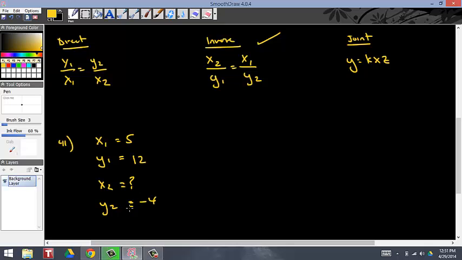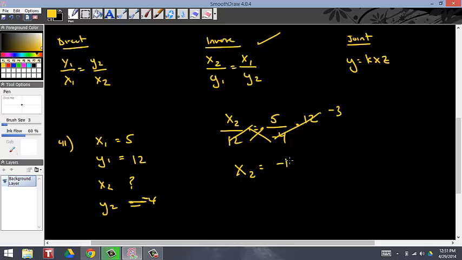Raise your hands if that setup doesn't make any sense to you. Okay. We're going to plug in an inverse variation, so it's going to be x sub 2 over y sub 1, which is 12, equals x sub 1, which is 5, over y sub 2, which is negative 4. So now we just multiply both sides by 12. So you get x sub 2 is equal to that. You got a negative 3, so it should be negative 15.